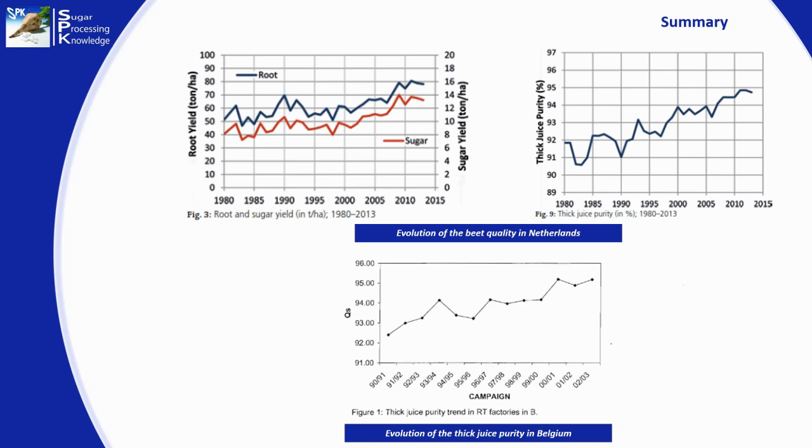Today's thick juice purities are significantly higher than the standard liquor purity of the early 1990s. Thus, the logical consequence of this quality improvement is a clear increase in productivity, a significant decrease in molasses sugar, and a higher white sugar yield per ton of beet.